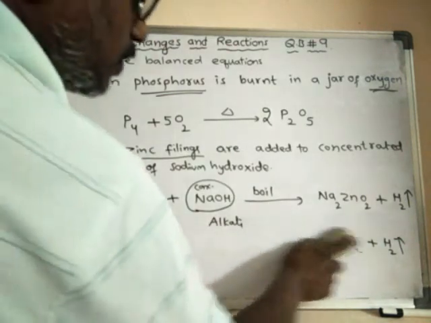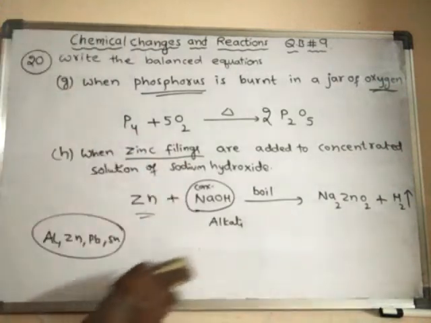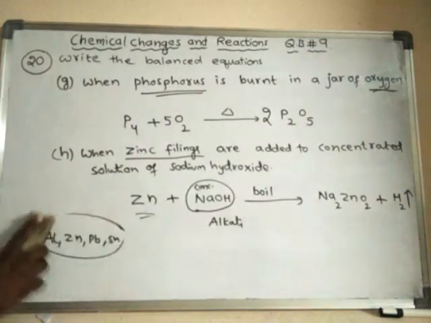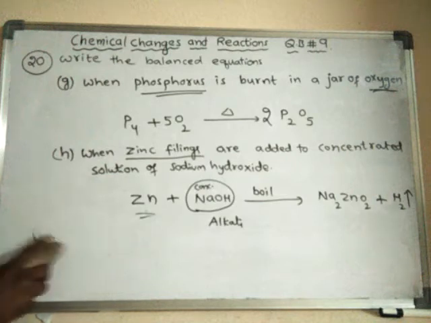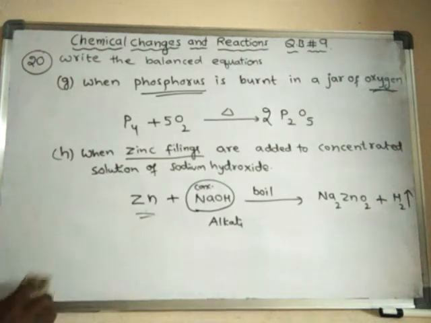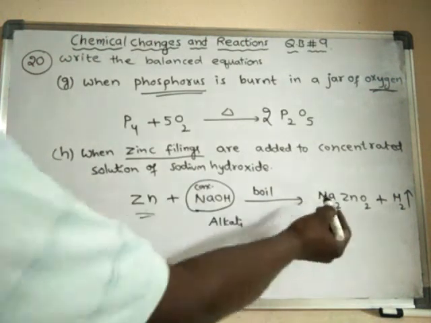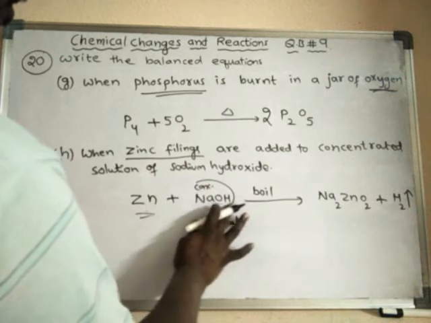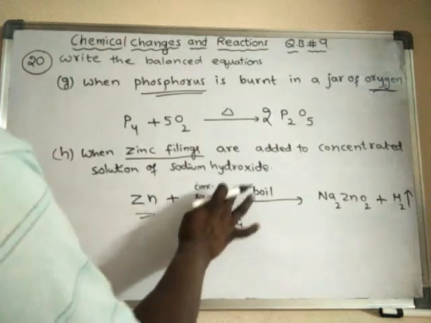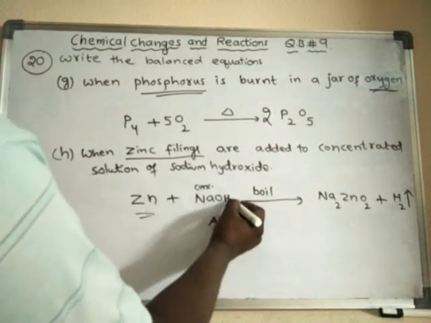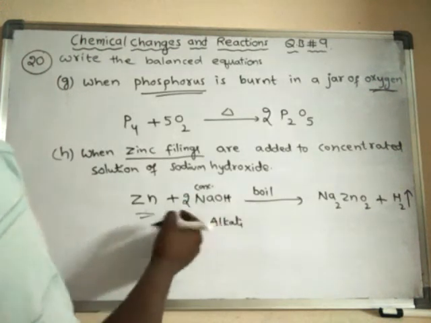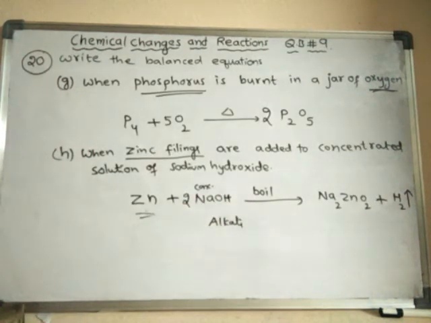Right, this is the required equation. Here there are two sodium atoms, so to balance this one, I'll keep two sodium. Right, now it gets balanced. Next question is I.